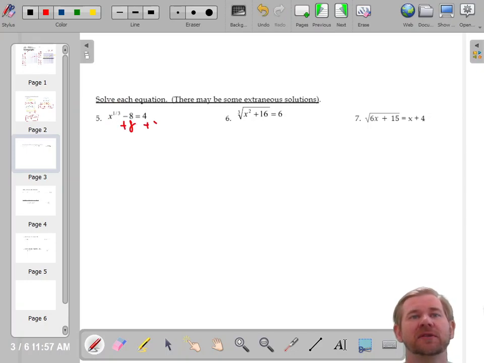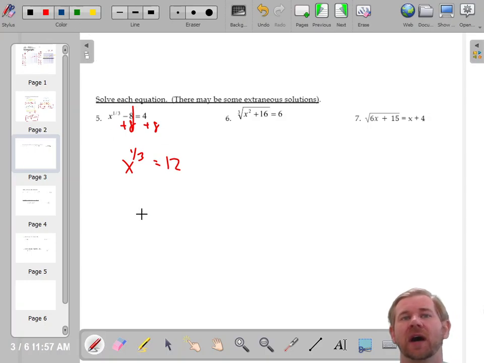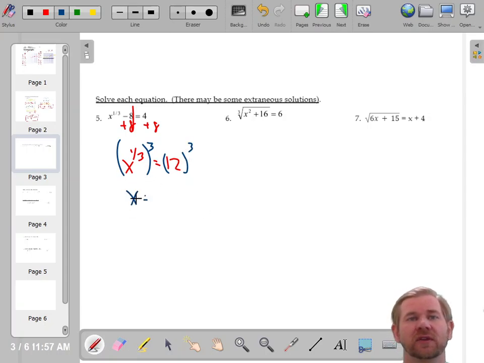so add 8 to both sides. Now you have x to the 1/3 equals 12. And now to undo the root, you take the reciprocal. The reciprocal of 1/3 is 3. So cube both sides. 12 cubed.